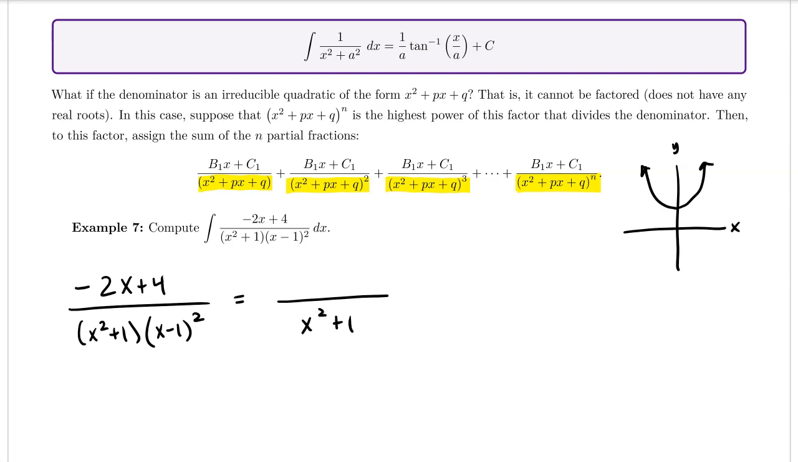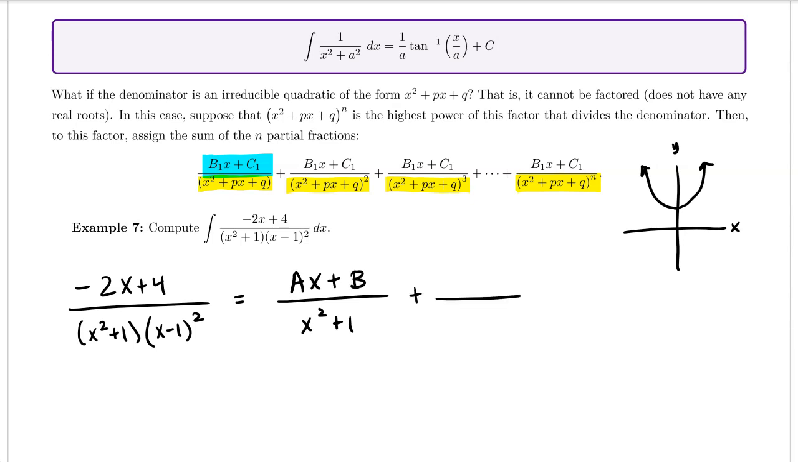Now, because in this fraction my denominator is an irreducible quadratic, I need my numerator to be 1 degree less than that. And 1 degree less than that is going to be a linear term. And that's why here in these numerators we have bx plus c. So here I'm going to call this ax plus b.